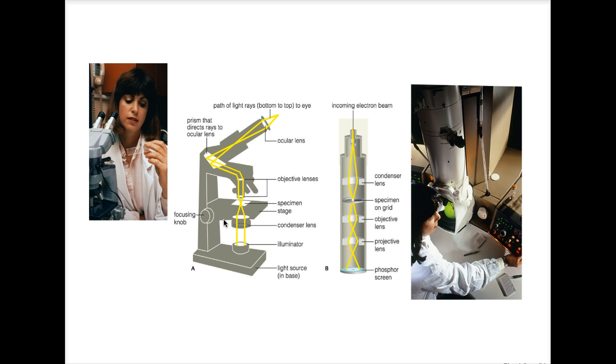So, at first glance, you might think, well, the electron microscope is going to put the light microscope out of business because you can see a lot more detail and a lot smaller internal structures. That's not the case because the light microscope does have advantages as well.